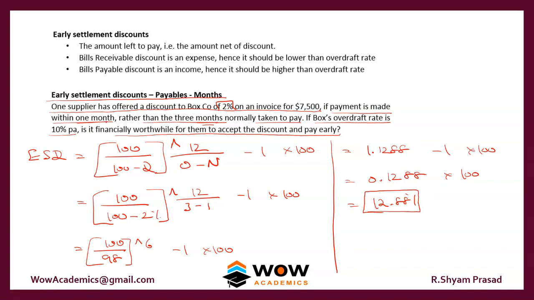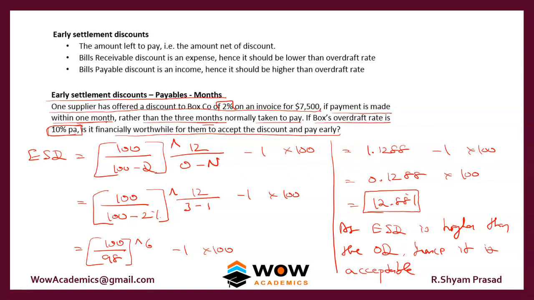But assume that we don't have money, we have to borrow. So we usually borrow at an overdraft and then pay the supplier. So what happens is, as the ESD is higher than the overdraft, hence it is acceptable. Hence it is acceptable to pay early.